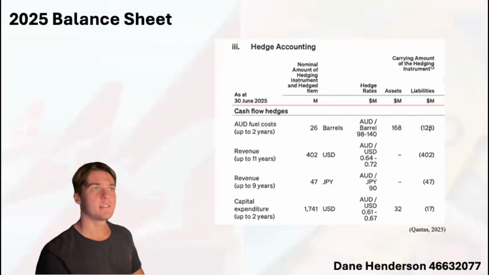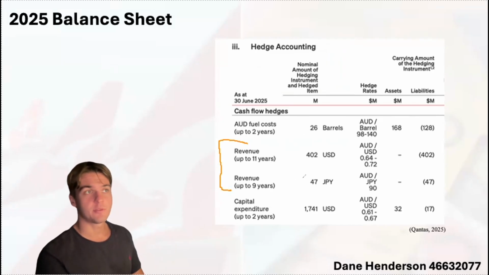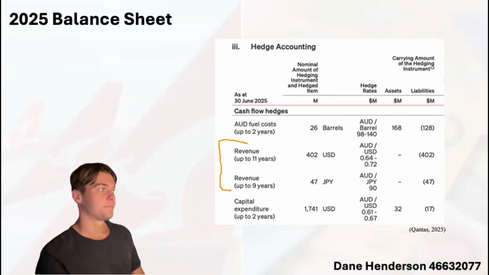We can also see the revenue being hedged, and we can see that this is a net liability, which makes sense because it's protecting against a cash flow, Qantas's cash inflow. And we can see revenues of 402 million US dollars as well as 47 million Japanese yen are being hedged against. And we can also see their respective rates here.